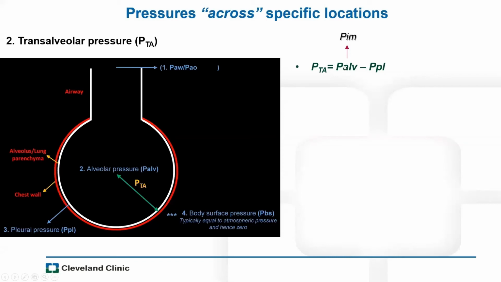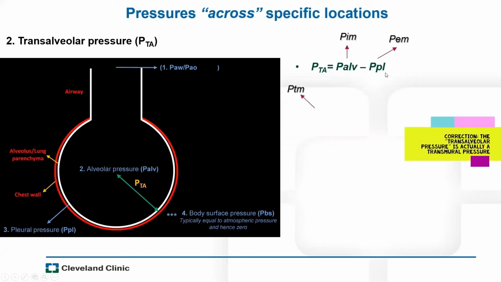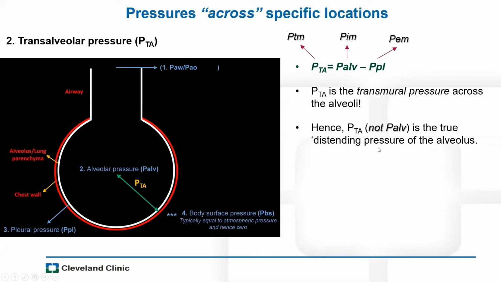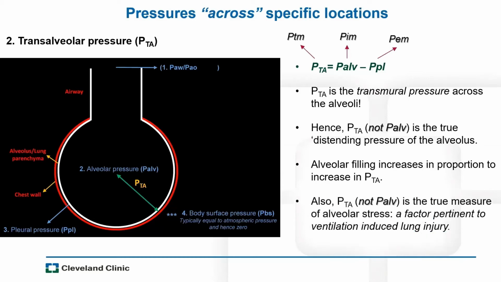So the alveolar pressure is similar to the balloon. It's intramural pressure. The pressure outside the alveolus is extramural, which is the pleural pressure. And so the alveolar pressure is actually a transmural pressure. This particular pressure is so important. So this is the true distending pressure of the alveolus, not the alveolar pressure itself. And this would make sense because alveolar filling increases proportionally as we increase the transalveolar pressure. And this is also a true measure of alveolar stress, which is a factor pertinent to ventilation-induced lung injury.